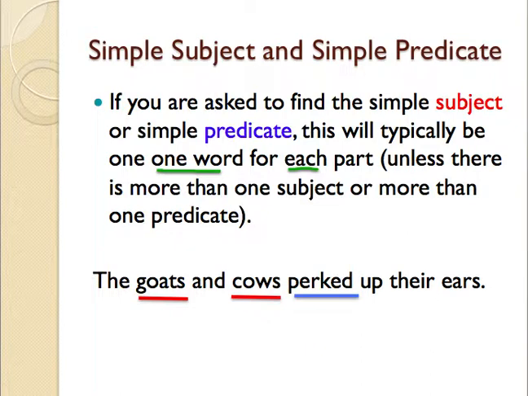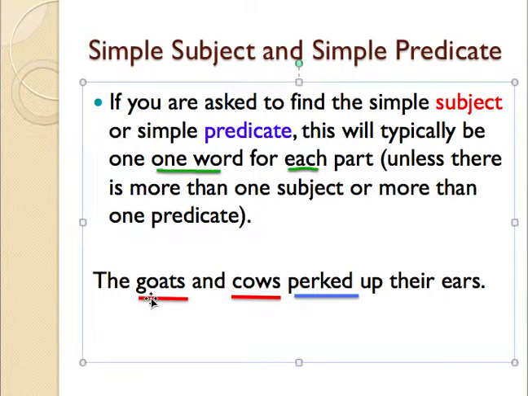Earlier we knew that the goats and cows was our complete subject, excuse me. And now we're going to look here and we just want to find the simple subject. So we're just going to go, well, the only two things that were doing anything in this sentence were goats, cows.